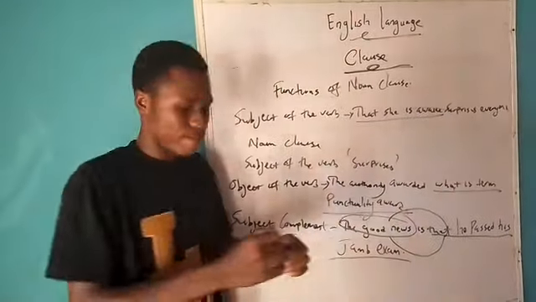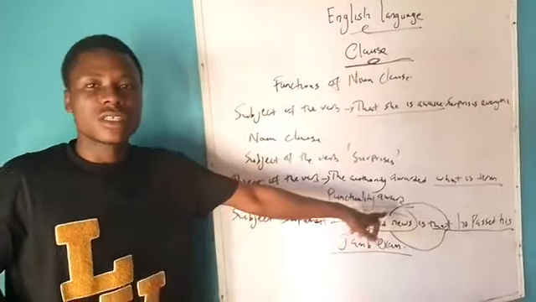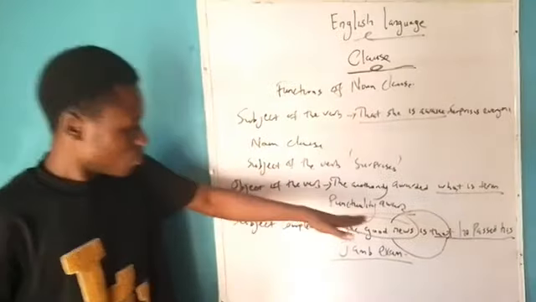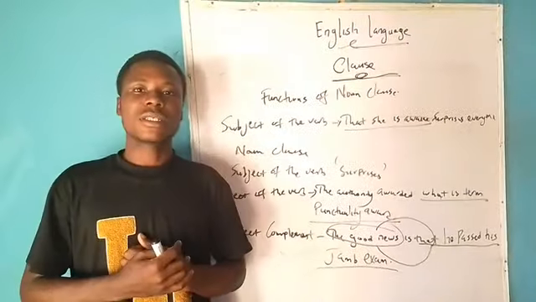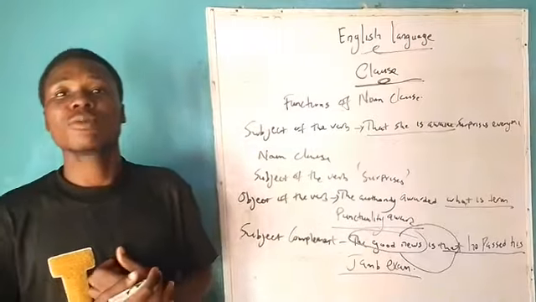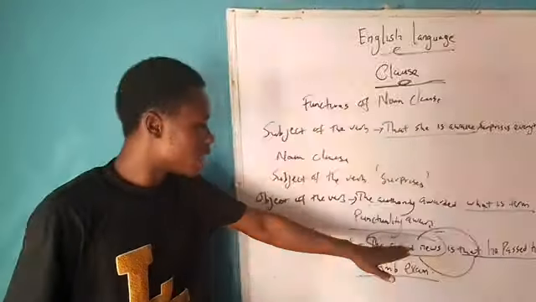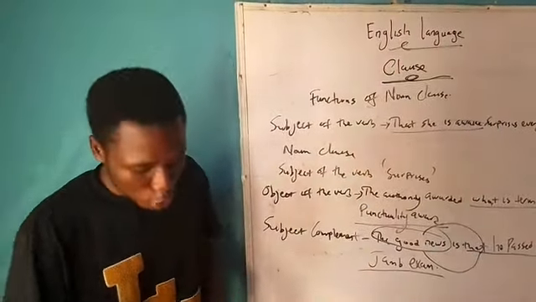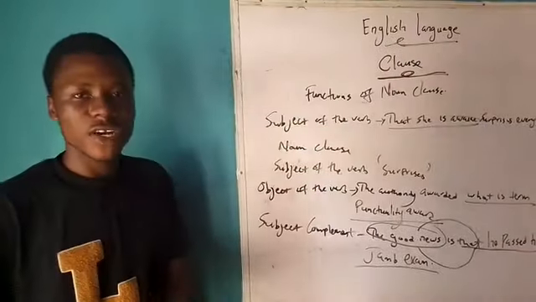Vice versa. That's why it is a subject complement. What is the good news? He passed his JAMB exam. Okay, he passed his JAMB exam is the good news. So you can see that it is the subject complement. Very easy and very simple as that.